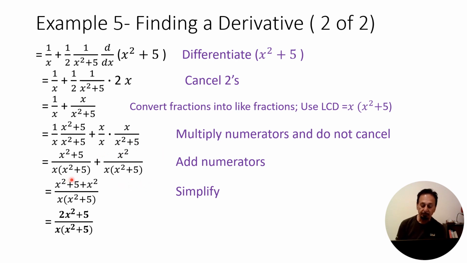And you can see they have the same denominators. So these are like fractions, so we can write the denominator x times x squared plus 5 and add the numerators: x squared plus 5 plus x squared. Now we can simplify: x squared plus x squared is 2x squared, plus 5, over x times x squared plus 5. Make sure you don't cancel anything here, because this is 2x squared plus 5 and this is x times x squared plus 5, and that's the final answer.